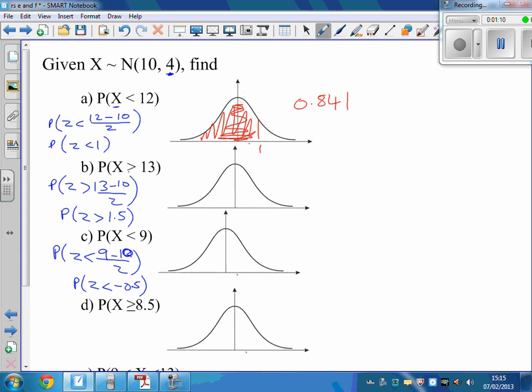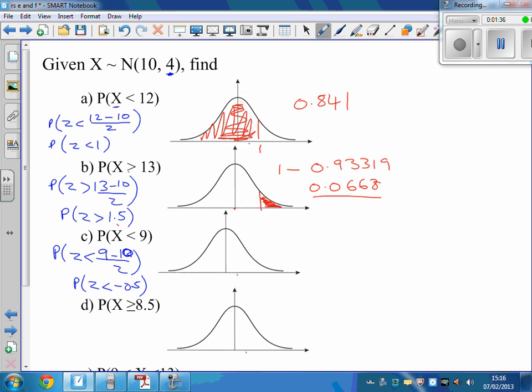This time I've got a bigger than 1.5. Here's 0, here's 1.5. Bigger than, it's going to be a very small piece here. So I'm doing 1, take away, looking up 1.5 in the calculator or in the tables, and it's a 1 take away it because we want the bit that's higher than it, 0.0668.